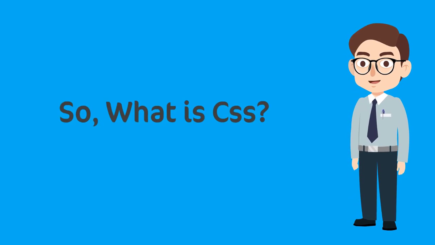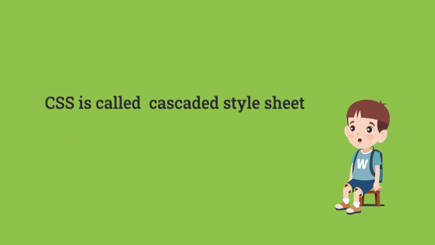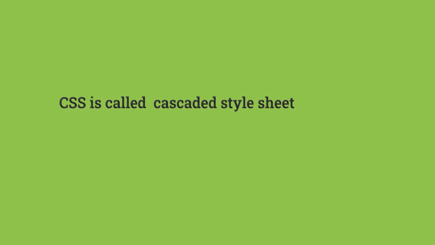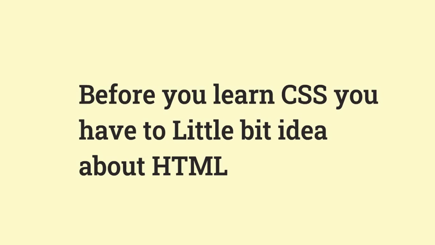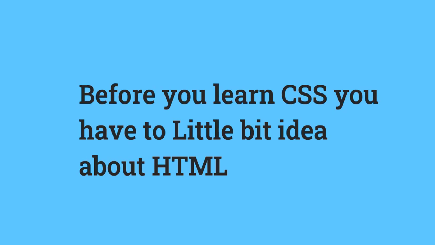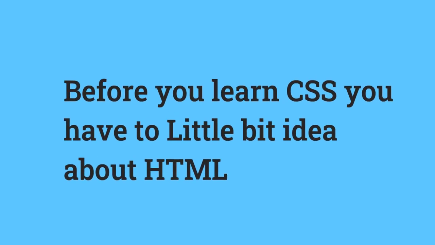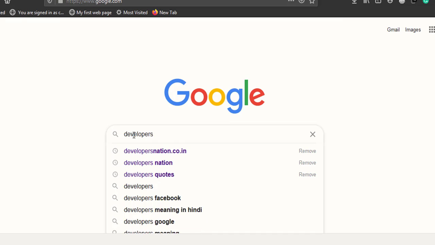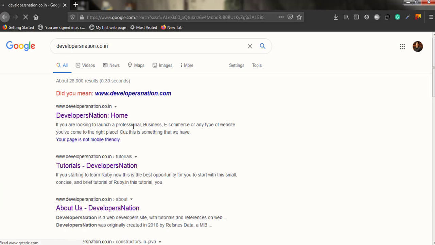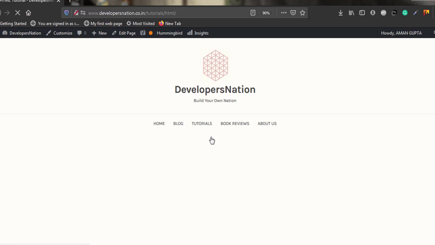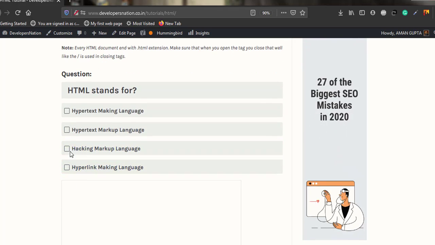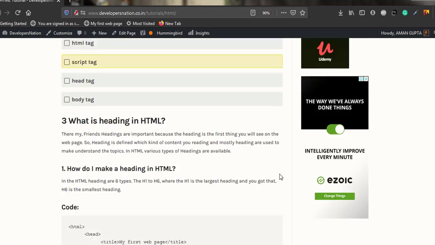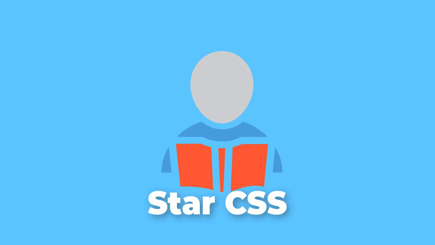So what is CSS? CSS basically stands for Cascading Style Sheet, which is used for designing web pages. Before you learn CSS, you should have a little bit of an idea about HTML. If you don't know anything about HTML, you can go to my website, developersnation.co.in, where you will find a tutorial about HTML, which is very basic and easy to learn, and you can get some basic idea of HTML, then you can start CSS.